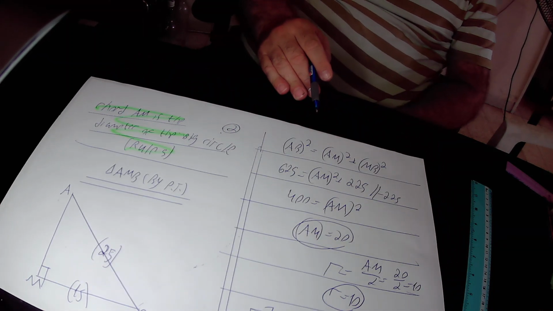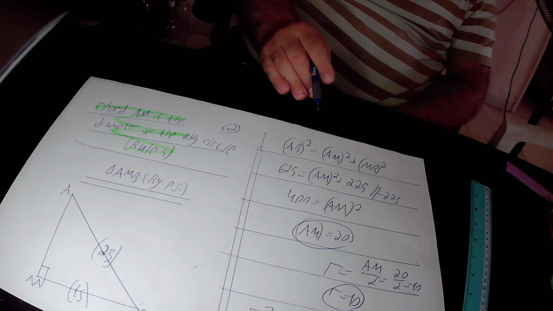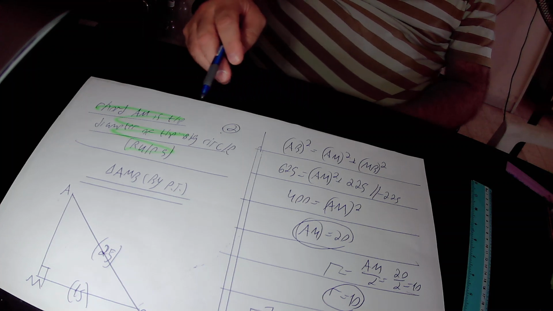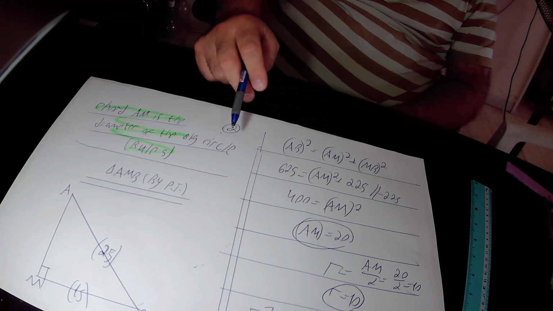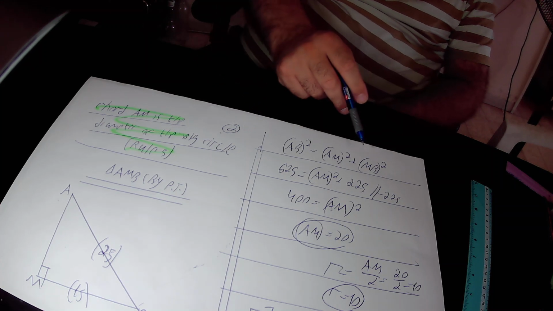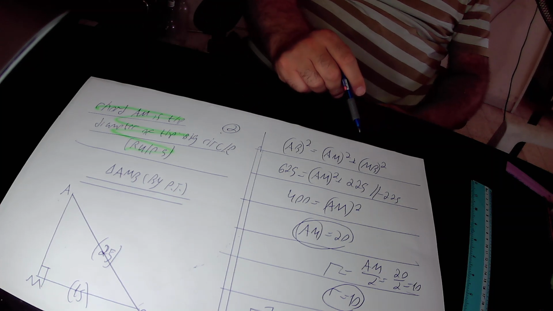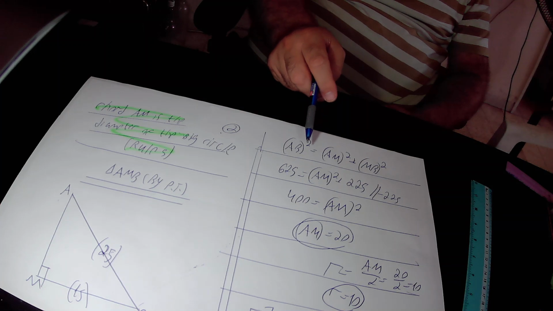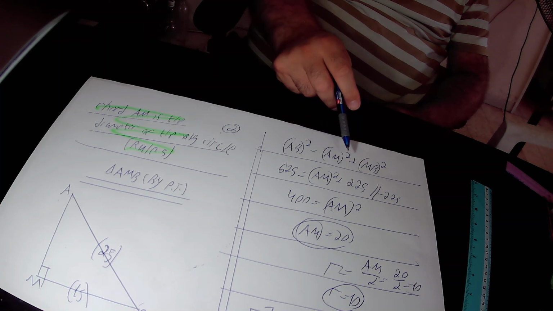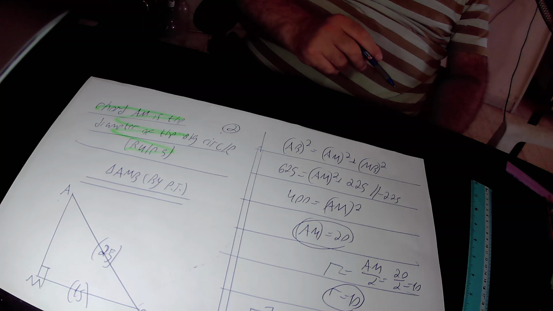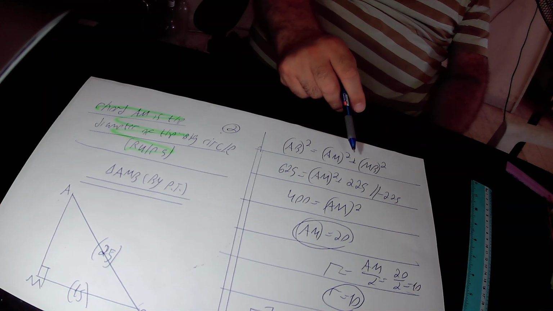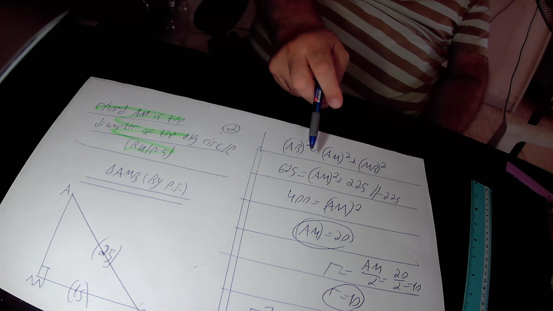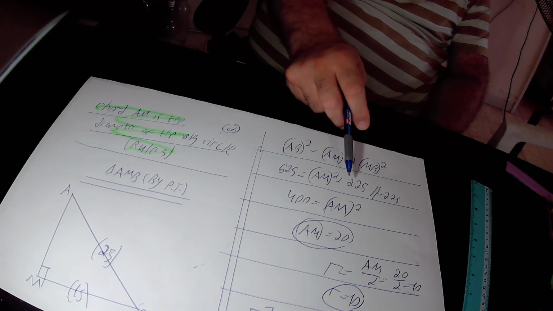AB is 25, therefore AB squared is 25 squared, that is 625, and it is equal to AM squared. AM is the missing side, so we leave it as it is, plus MB squared. MB is 15, therefore MB squared is 15 squared, that is 225. So in total, 625 equals AM squared plus 225. Here we subtract 225 from this equation. 625 minus 225 is 400, so 400 equals AM squared.